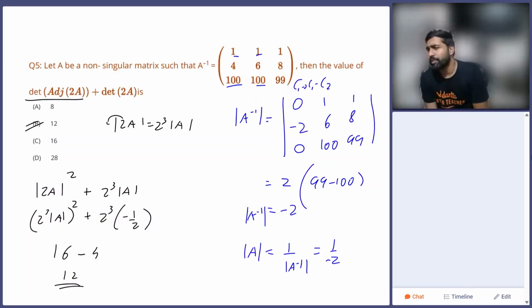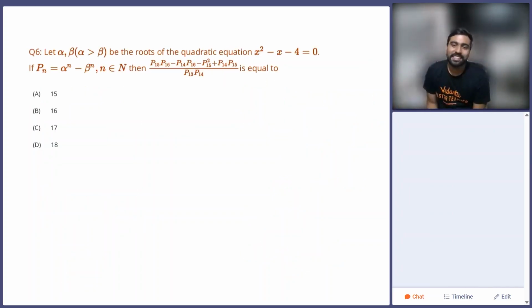Okay, so get the determinant of A inverse. You can get the determinant of A from there, and in the entire question they're just asking manipulated versions of the determinant. Adjoint of determinant, determinant of 2A, all the works.